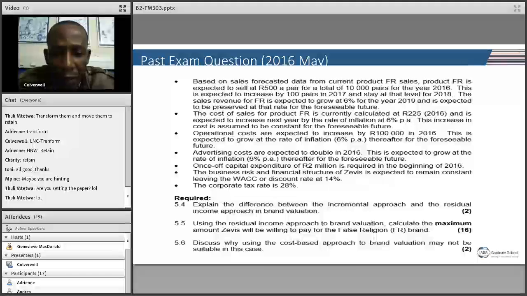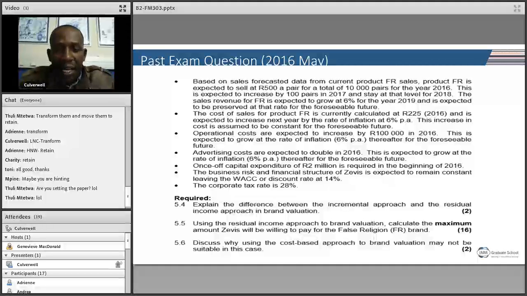We have got a once-off capital expenditure of 2 million, which is required at the beginning of 2016. Since it's required initially, it goes without saying this is going to be an initial outlay. So when I'm going to calculate NPV, I'm going to start with CF0 being negative 2 million.